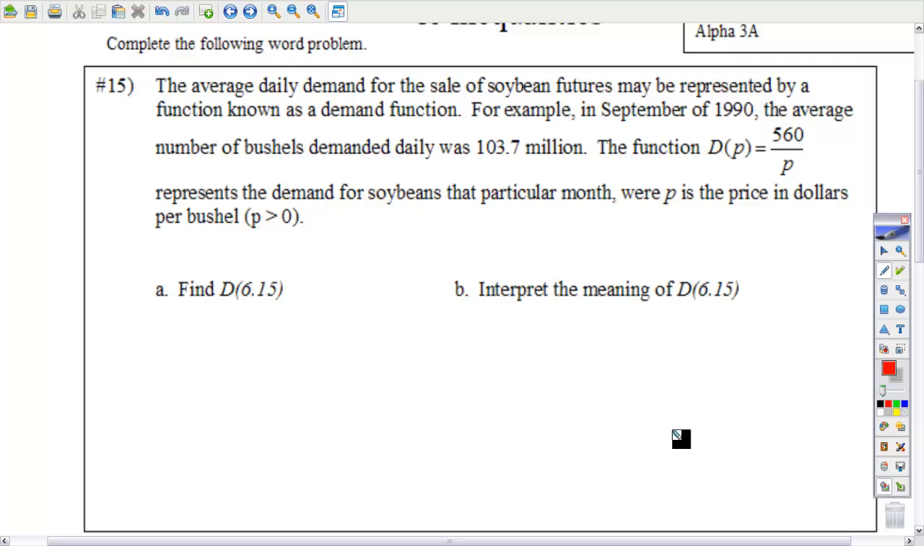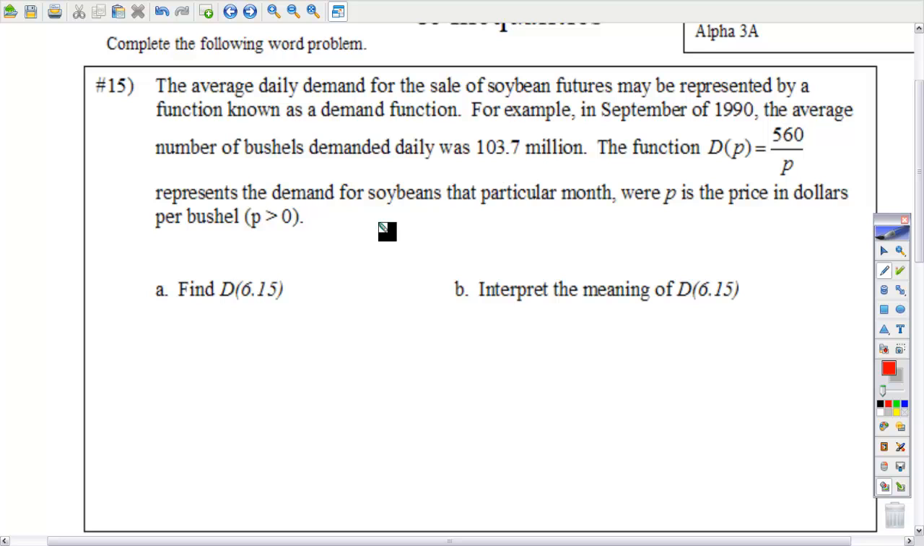The average daily demand for the sale of soybean futures may be represented by a function known as the demand function. For example, in September of 1990, the average number of bushels demanded daily was 103.7 million. The function d of p equals 560 divided by p represents the demand for soybeans that particular month, where p is the price in dollars per bushel.